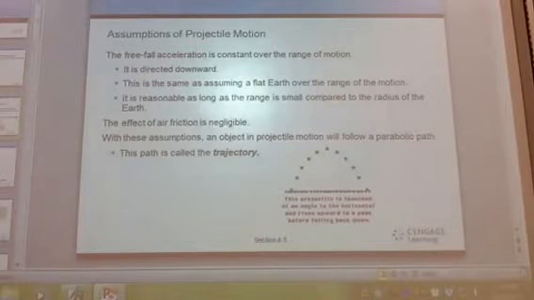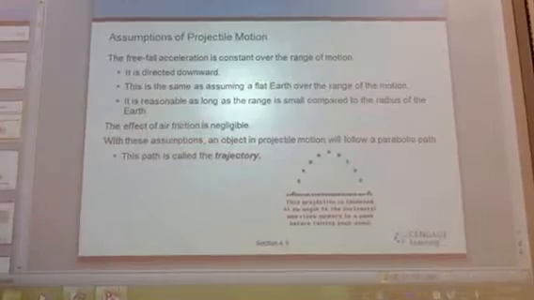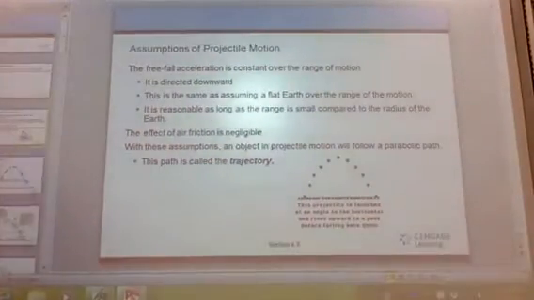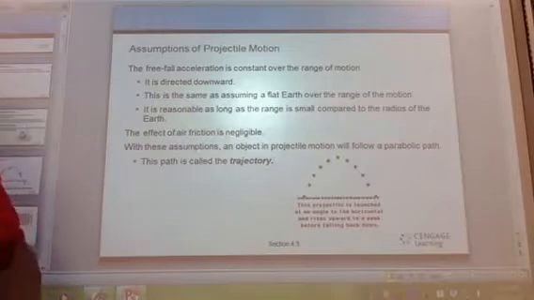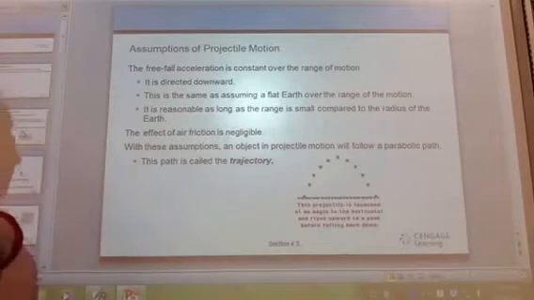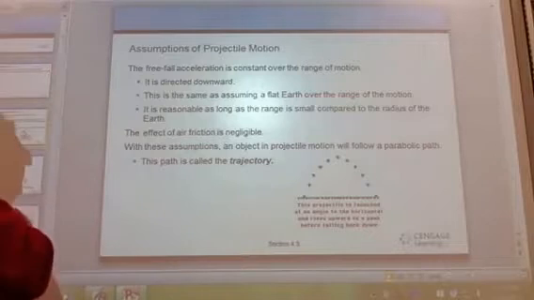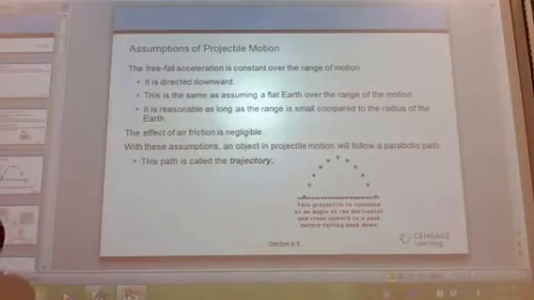Okay, before we do any problem on projectile motion, we first have to make some assumptions to make sure that the problems work out perfectly every time we do them. So one of the assumptions that we make is that acceleration is going to be constant over the range of motion. So as I throw my water bottle across the room, I know that acceleration is going to act on it the same way at every moment of its path. We know that that acceleration is gravity, and we know that the magnitude of that gravity is 9.8 meters per second squared, and it's going to be directed downward. So we assume that acceleration is directed downward, and that the magnitude is 9.8 meters per second squared.